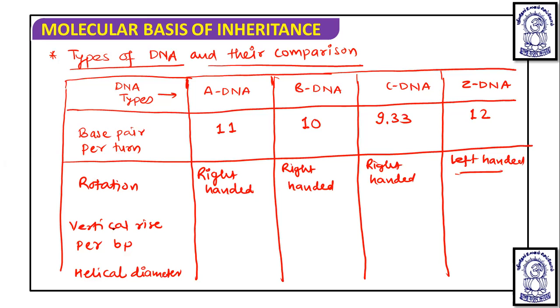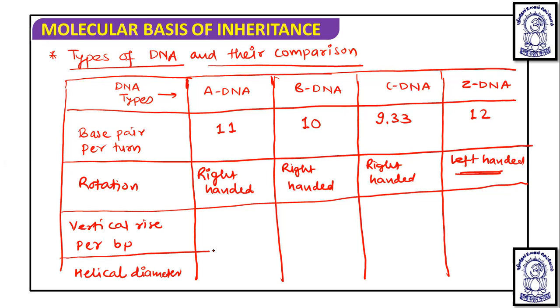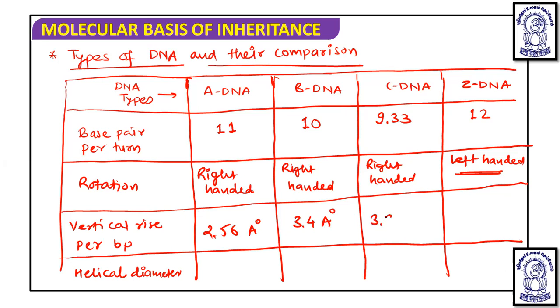So this is the important question: B-DNA is right-handed, but which is the left-handed DNA? You should answer that it is Z-DNA. Now the vertical rise per base pair is 2.56 Angstrom in A-DNA. In B-DNA it is 3.4 Angstrom. We have studied that, that is the vertical rise per base pair. Then it is 3.3 Angstrom in C-DNA and 3.8 Angstrom in Z-DNA.